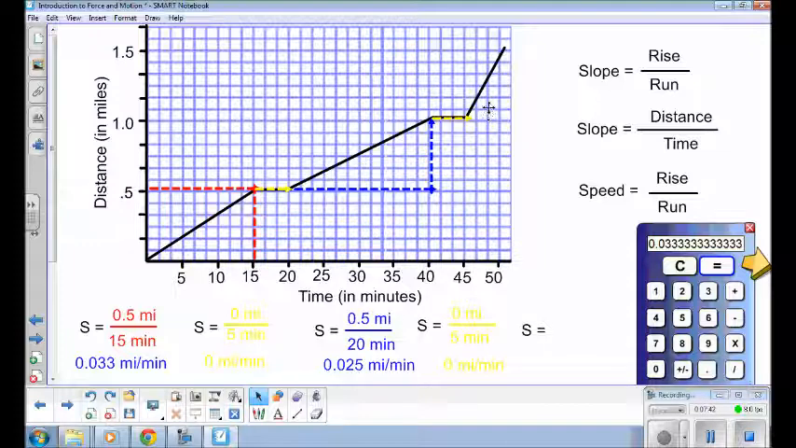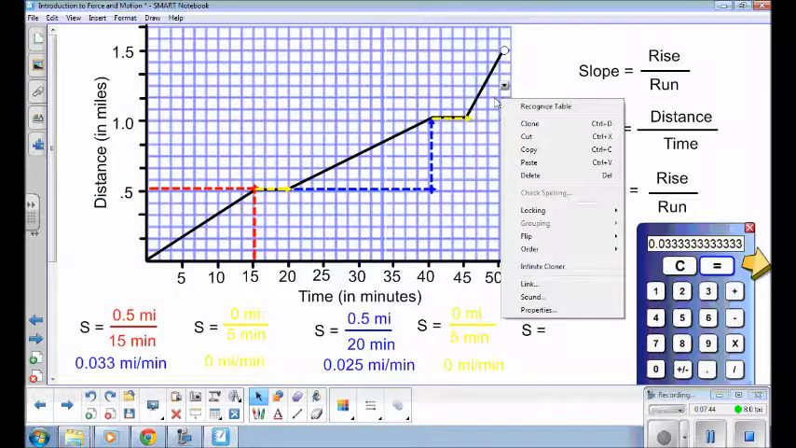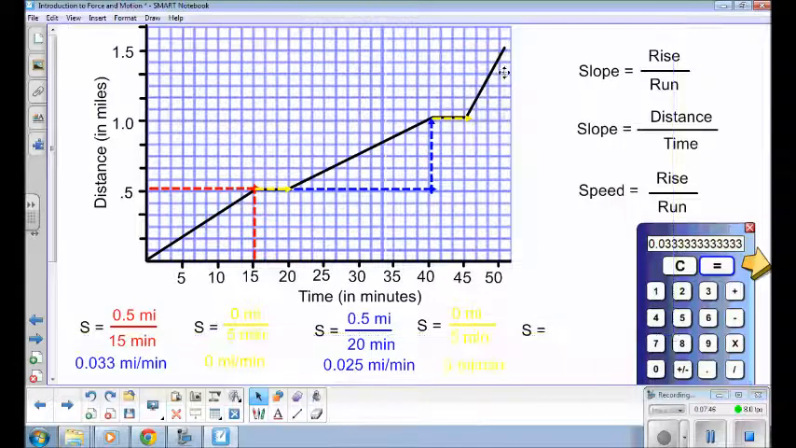For the last leg of her journey, she traveled the 1 mile downhill, and she did this in a 5-minute time frame. So I'm going to go ahead and write rise over run, which is 0.5 miles divided by 5 minutes. Her speed here is 0.1 miles per minute.